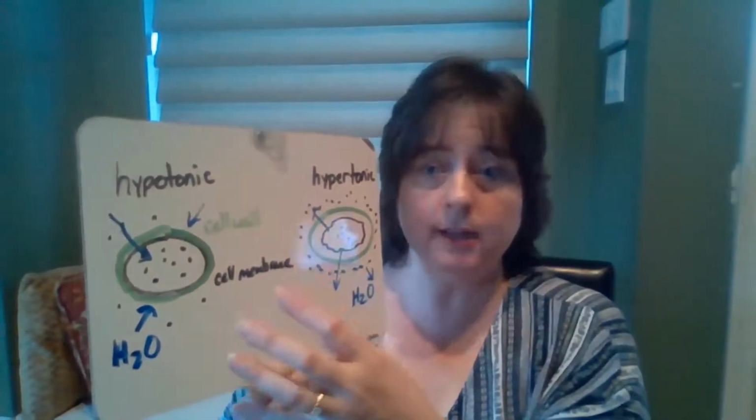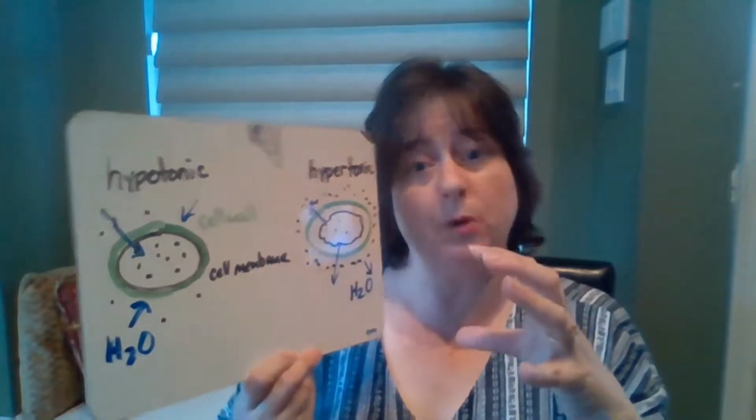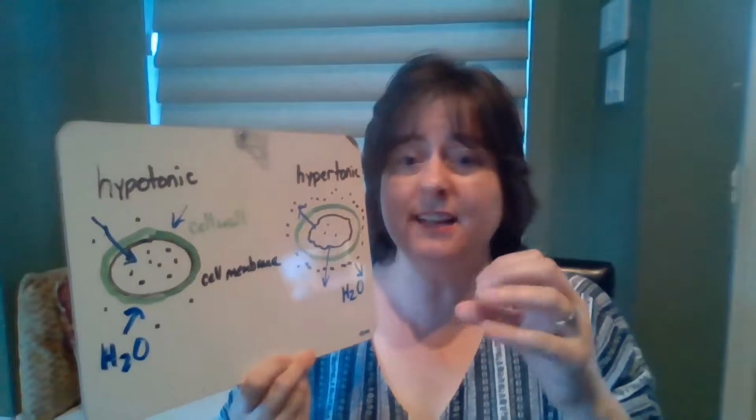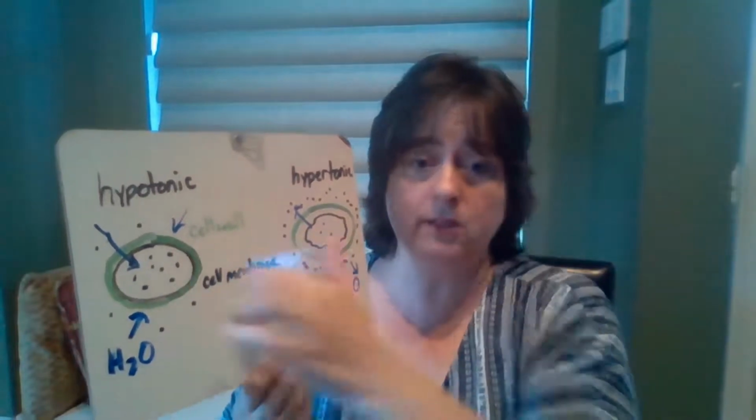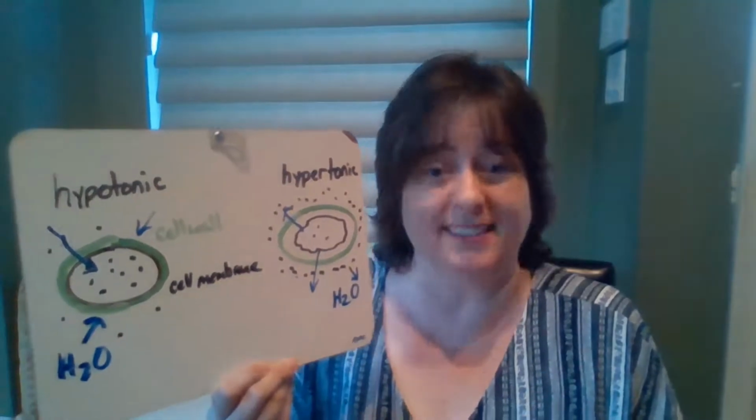So in a eukaryotic cell, in a hypotonic environment, it's going to get bigger. Hippo, some of you remember it that way. The cell is going to enlarge because all that water is rushing in. In a eukaryotic cell, it's going to burst, lyse.